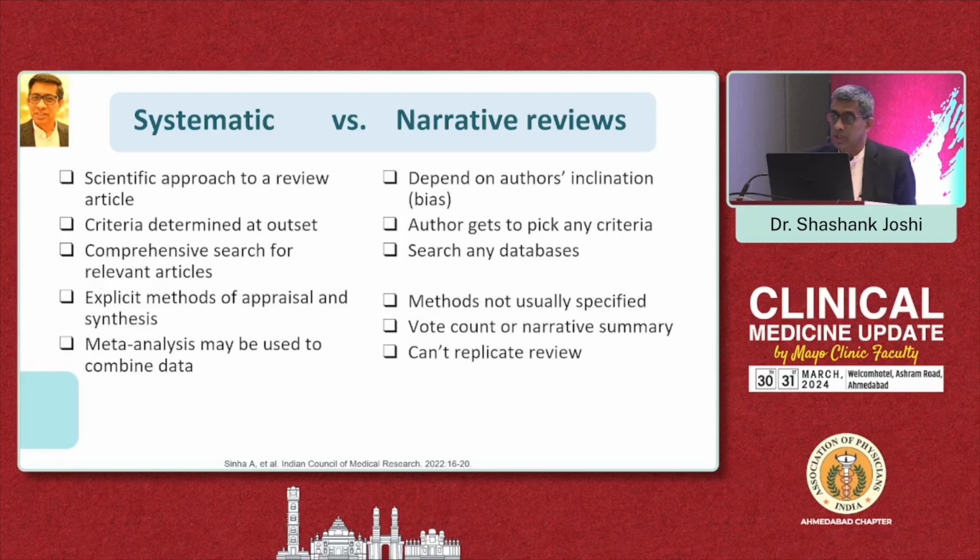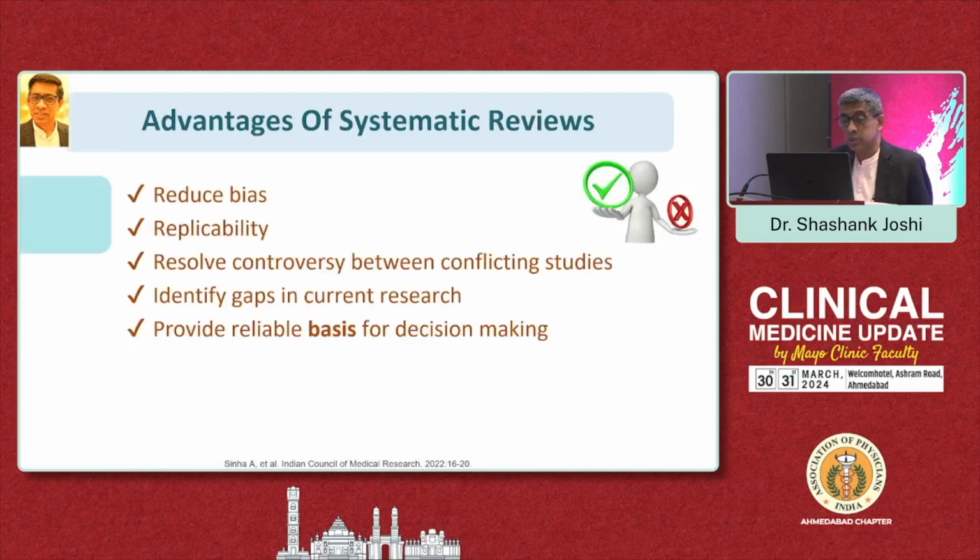Well, of course, narrative is very biased. It's very didactical and anecdotal. The author can pick any criteria. It could be arbitrary at times, because we live in an evidence-based era. The methods are usually not specified. Views could have a political tinge to it. Vote counting or narrative summary. And you can't really replicate such a review in an evidence-based world.